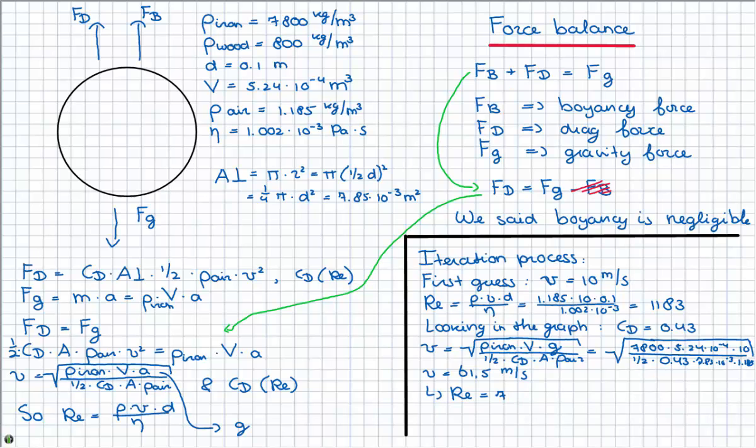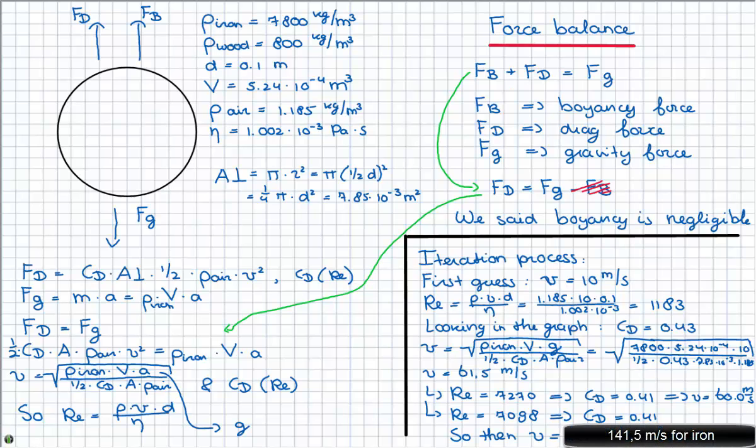Now this is an iteration process. This means we continue doing the same process until we reach the same velocity twice. So now with this new velocity I can also recalculate the Reynolds number, which is higher. I can look into the graph and find a drag coefficient of 0.41. I have a new velocity, work out a new Reynolds number, again the drag force coefficient, and again I can calculate the velocity. Two times I have now 60.0 meters per second, so this is two times the same for iron, and this is the number we are looking for.